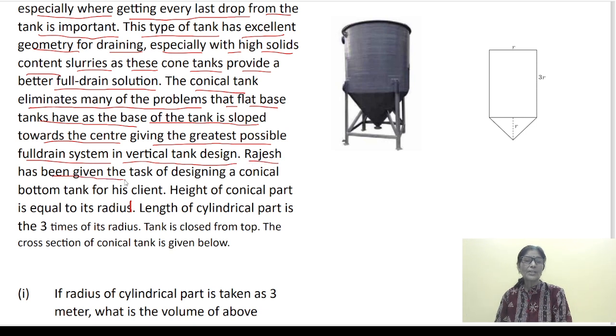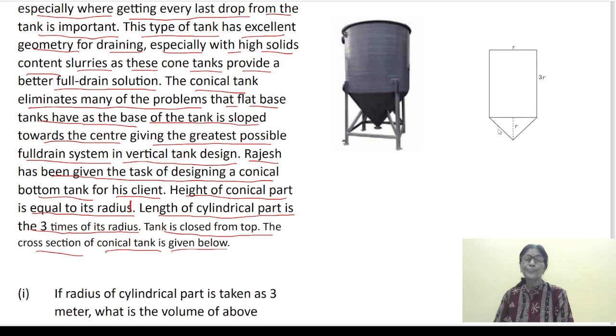Rajesh has been given the task of designing a conical bottom tank for his client. Height of the conical part is equal to the radius. Length of the cylindrical part is 3 times the radius. The tank is closed from the top. The cross section of the conical tank is given below. So this is the tank, and this cross section is given here, in your figure, so that you can understand better.